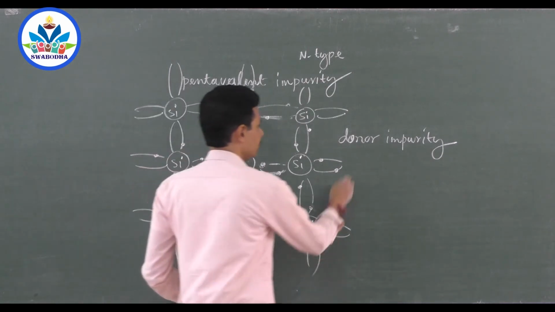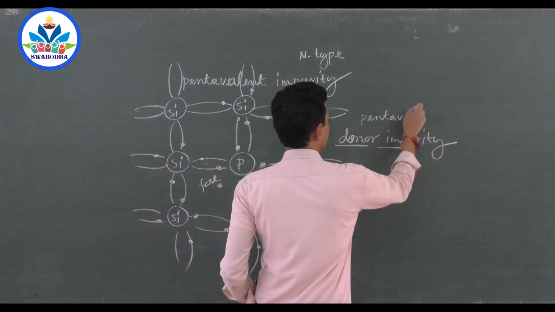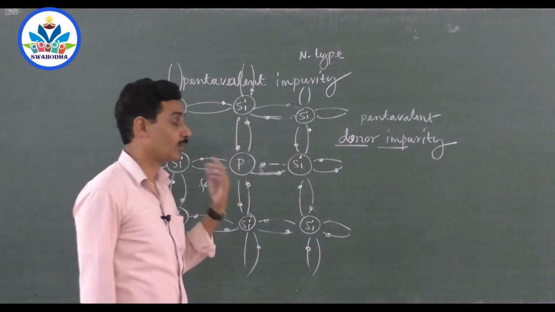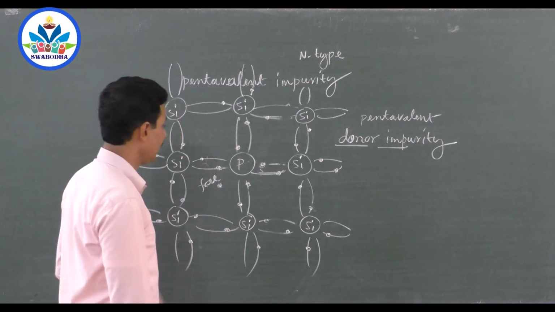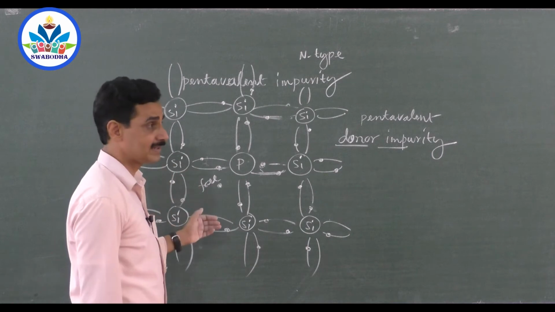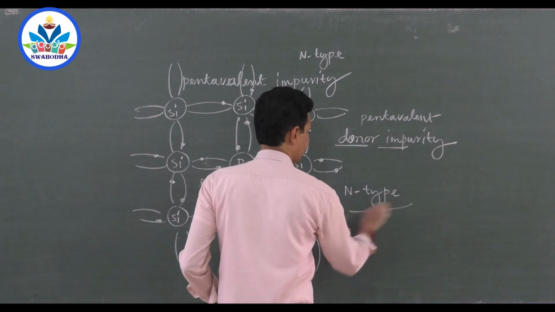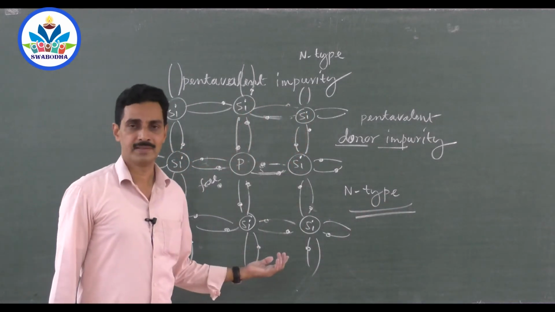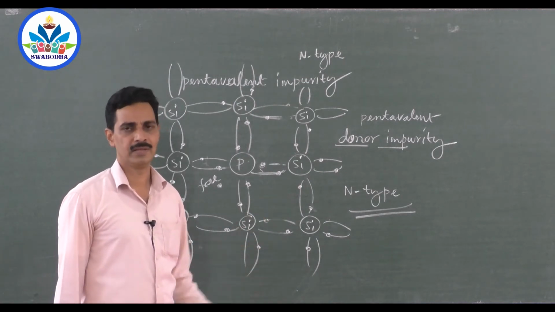So donor impurity, that is pentavalent impurity. Pentavalent atoms like phosphorus, bismuth, antimony are called donor impurities because they donate one free electron. So addition of donor impurity creates more and more electrons, and that type of extrinsic semiconductor is called N-type semiconductor, because we have more negative charge carriers. This is what happens at room temperature, and we can find many free electrons.